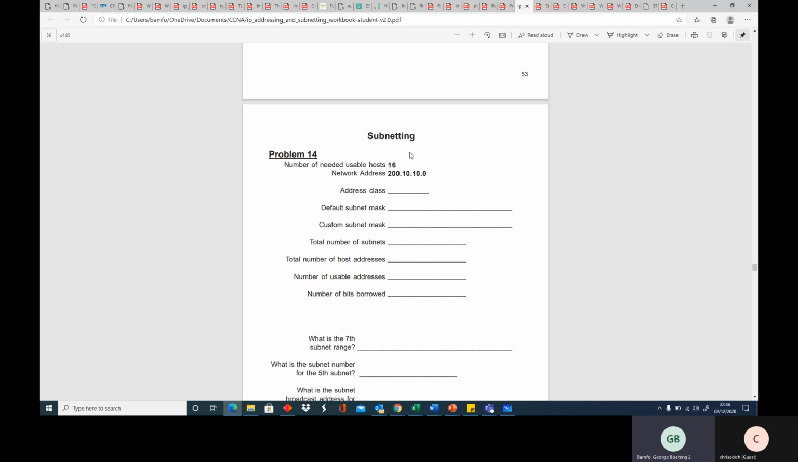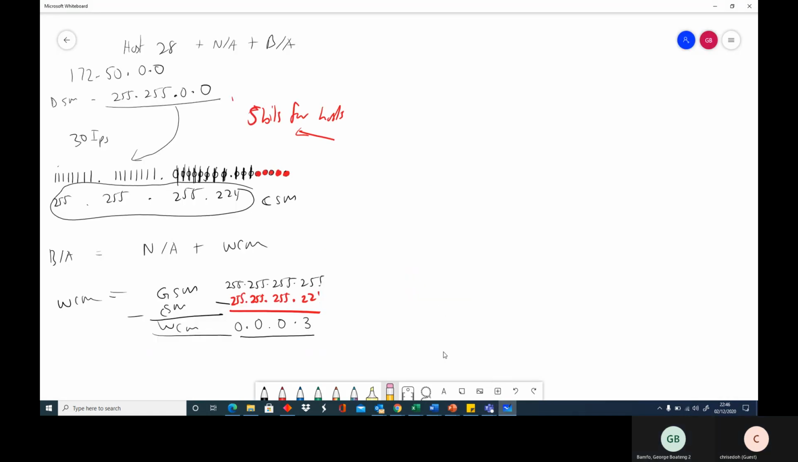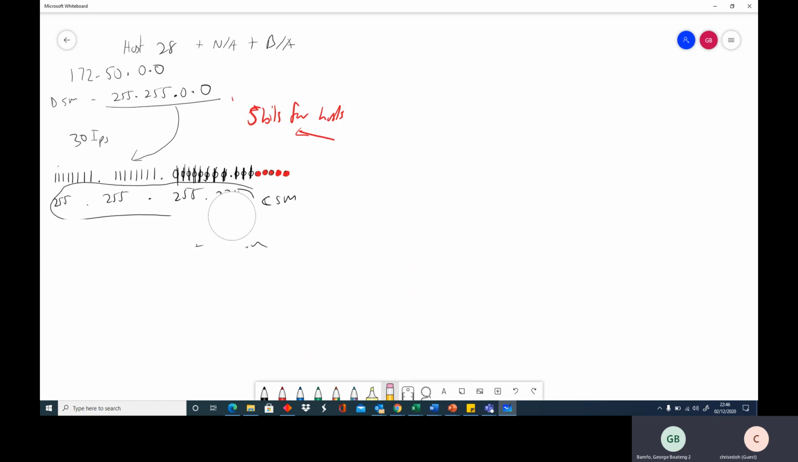Let's pick this number, one more example, this one. We need how many hosts? 16. Okay. Can I clean this, Chris? Yeah, you can clean it. Any confusion up to this point? No confusion.